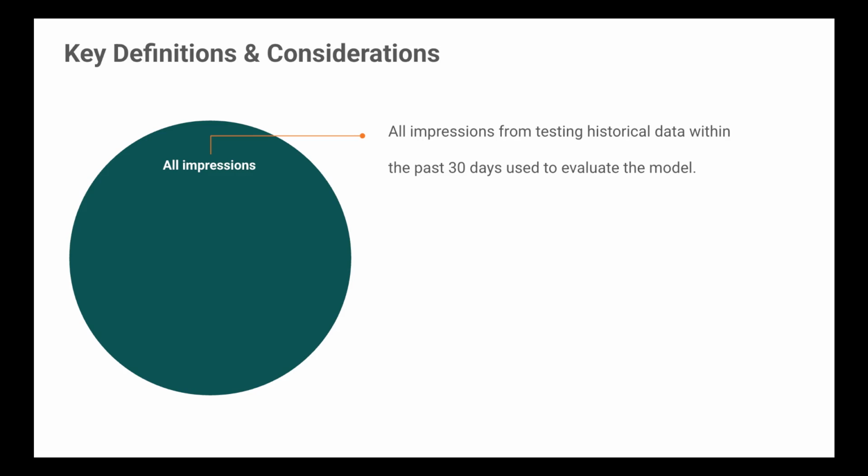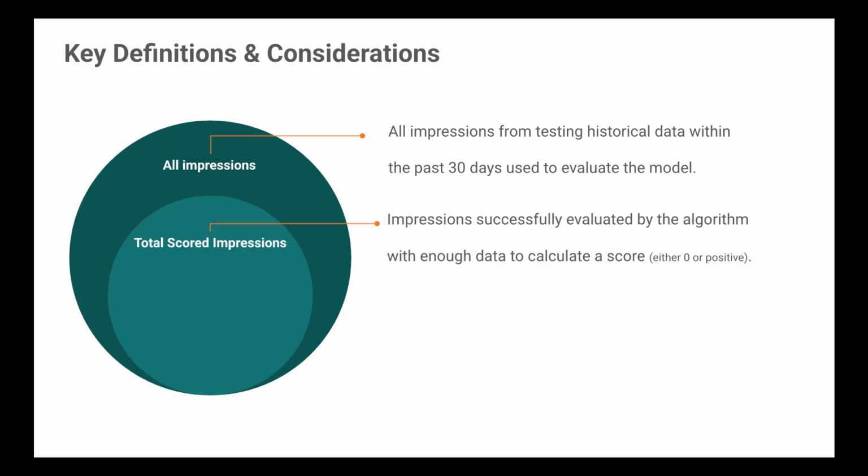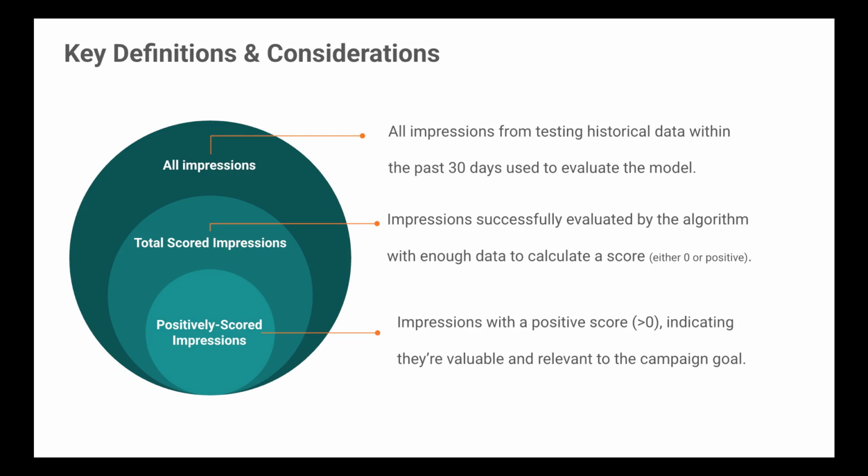So you might be wondering what a scored impression or positively scored impression actually means. Let's break this down using this visual. First, all impressions include every ad impression from the past 30 days that's used to test the model. Within that, total scored impressions are the impressions the algorithm can evaluate, meaning there's enough data for the system to calculate a score, whether that score is 0 or positive. And finally, positively scored impressions are the subset with a score greater than 0. These are impressions the model identifies as valuable and relevant to the campaign goal.